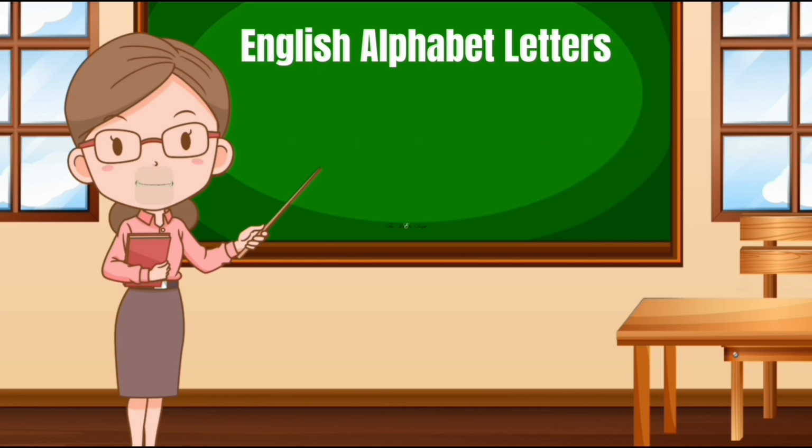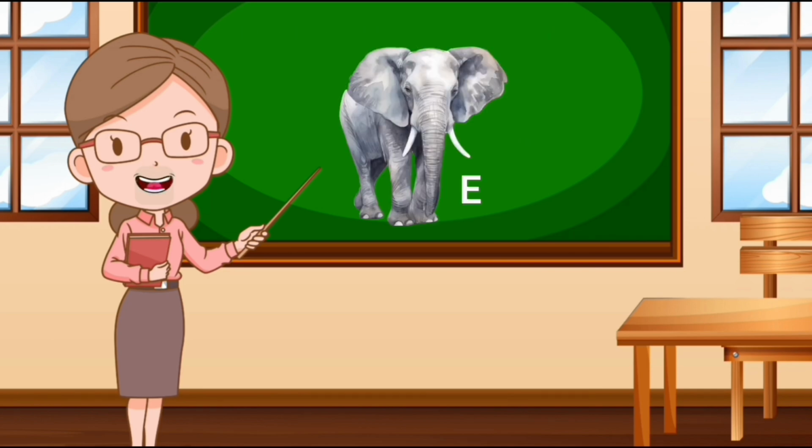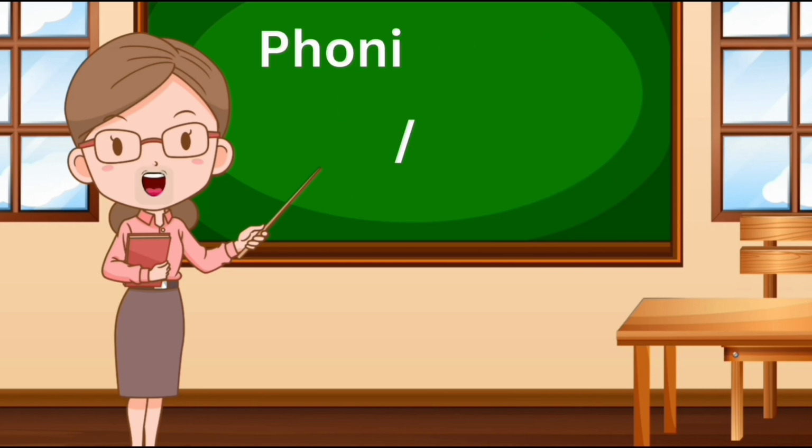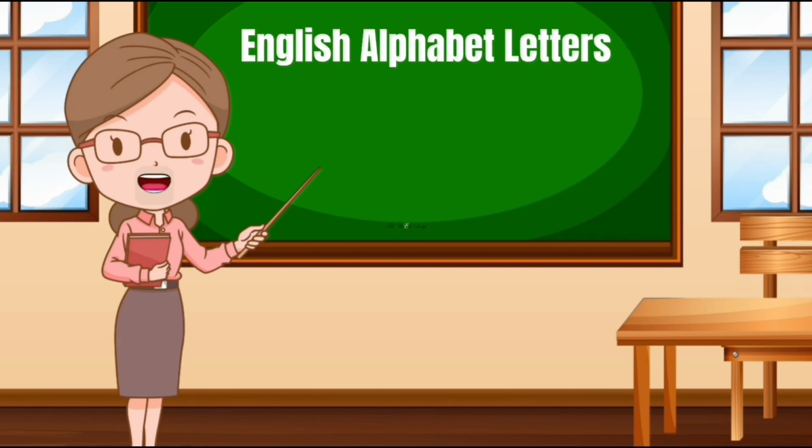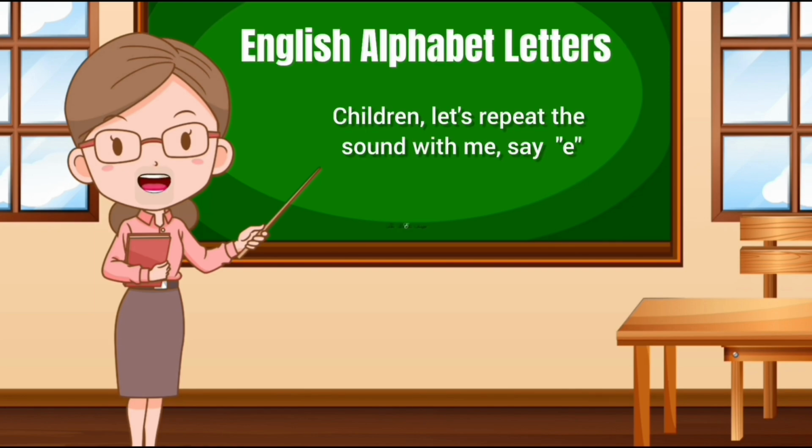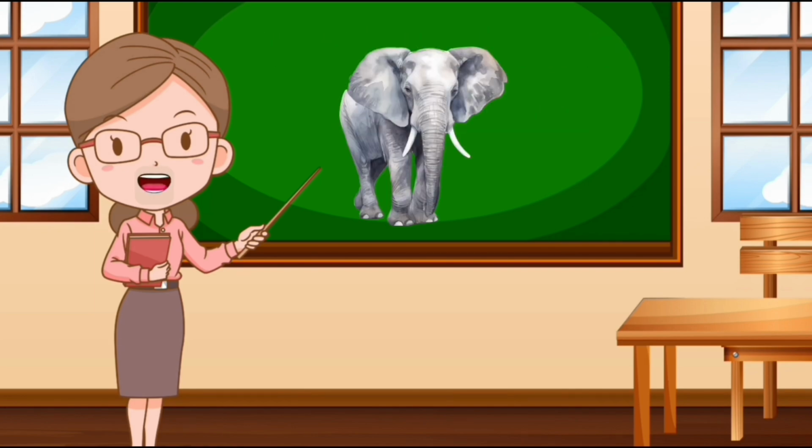E. Children, we should always remember, short E is a quick sound, like a little bounce. On the other hand, long E stretches out like a long line. Short E sound for the word elephant. Phonics sound of letter E is A. Children, let's repeat the sound with me. Say A for elephant.